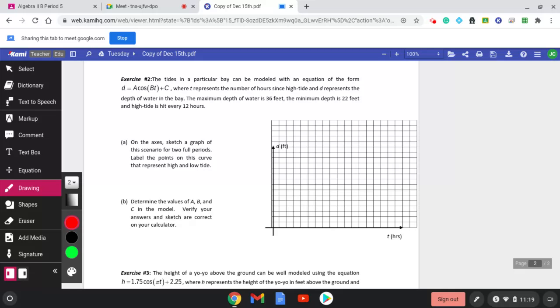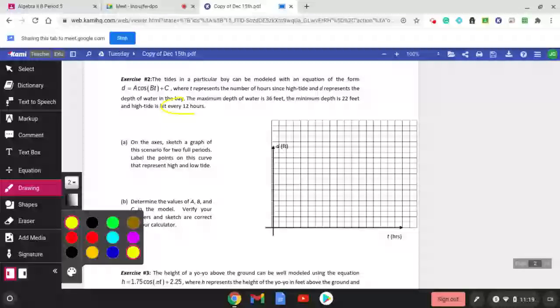Here you go. Ooh, high tide, low tide. A lot of these word problems are going to involve high tide and low tide. It's a cosine curve, as you guys can read. I give you the max depth of the water and the minimum depth, but here's where it starts getting tricky. High tide hits every 12 hours. They don't give me a vocabulary term for 12, but if high tide occurs every 12 hours, so high tide, 12 hours, another high tide, another 12 hours.